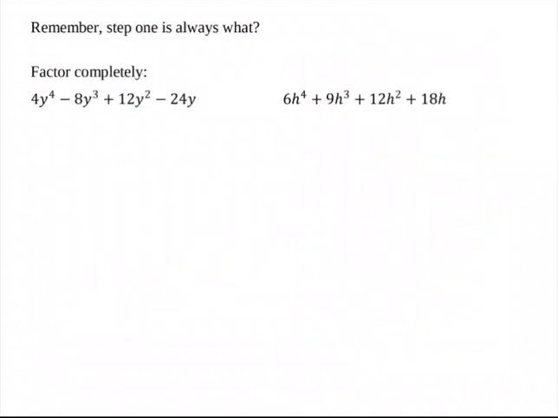So once again, the GCF is always the first move. I cannot stress it enough. Look for a GCF. It doesn't matter what method we're doing. If there's a GCF, you have to pull it out every single time. Otherwise, you will get the answer wrong.